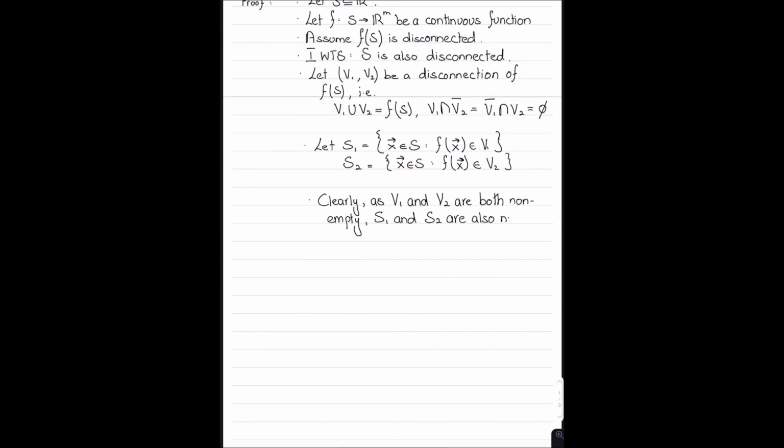So this clearly follows from this piece right here. I mean, if there is at least one element in V1, then there must be at least one element in S1 and so on.